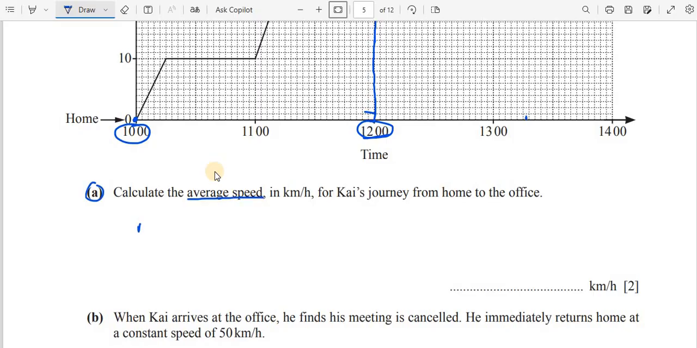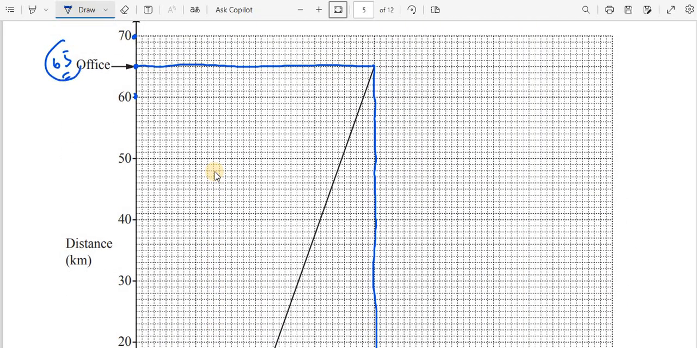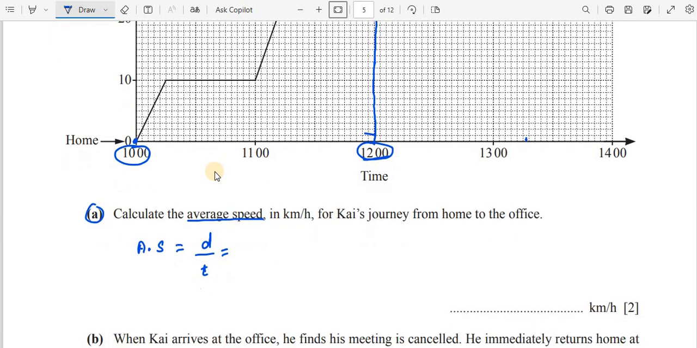To find the average speed is equal to distance over time. So total distance is 65 kilometers over time. This one is 1 hour and this one is 1 hour. So the sum of total time is equal to 2 hours.